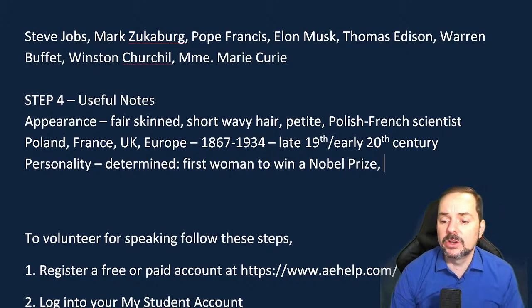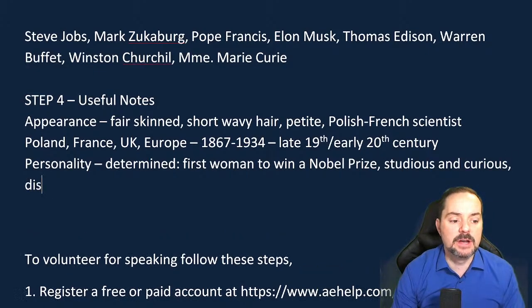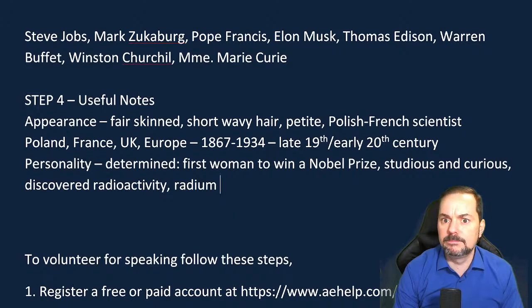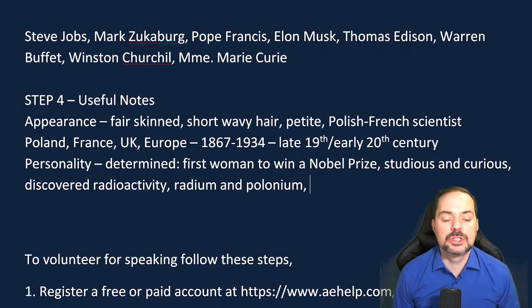Okay, so give me another one of her personalities. Studious and curious, very good, Cass. So studious and curious, discovered radioactivity. She discovered radium, one of the elements, right? And what was it? Polonium is the other one. Okay, so studious. Yeah, absolutely.